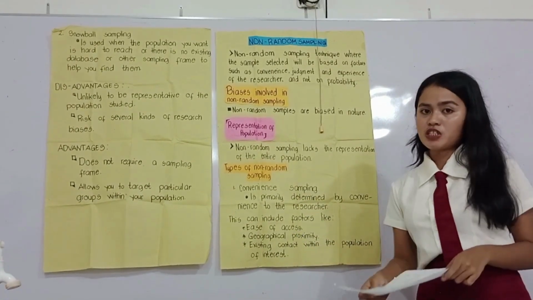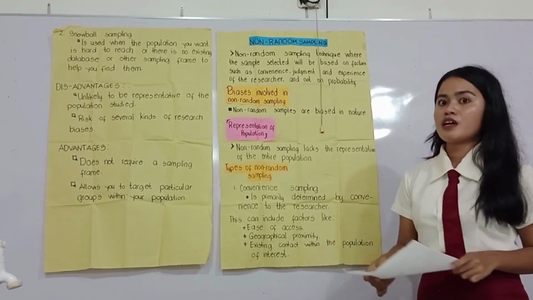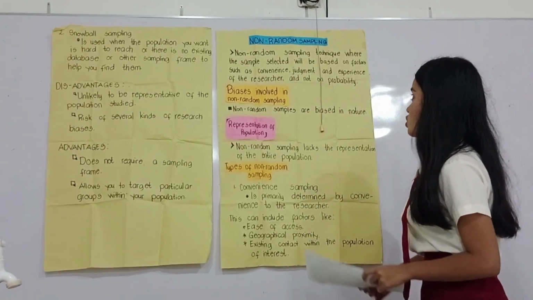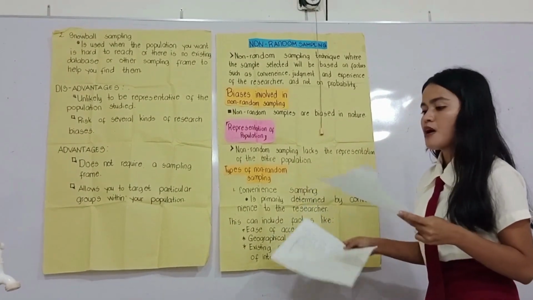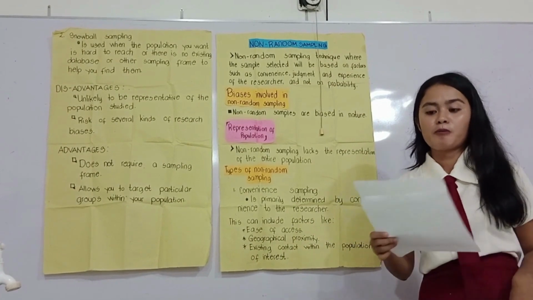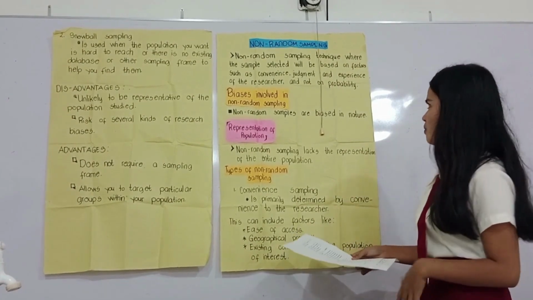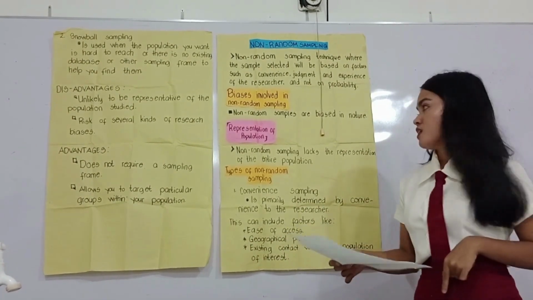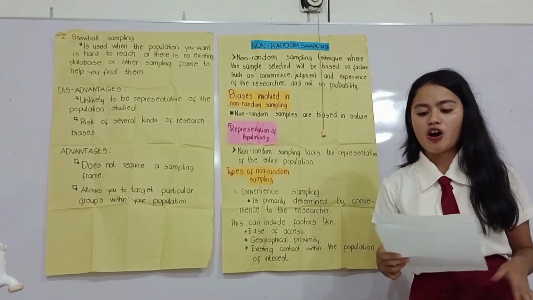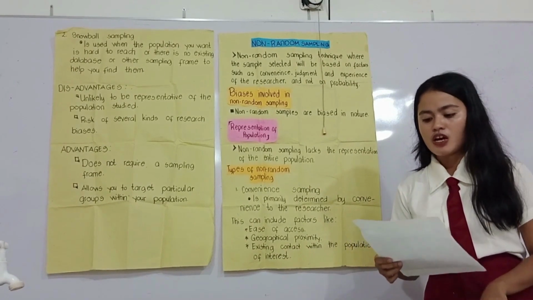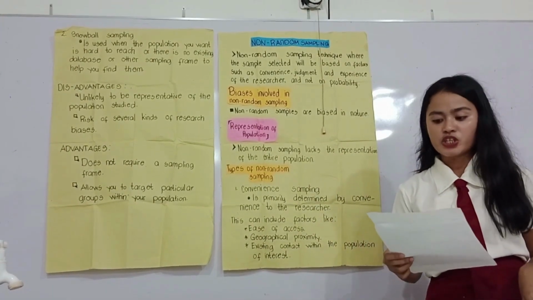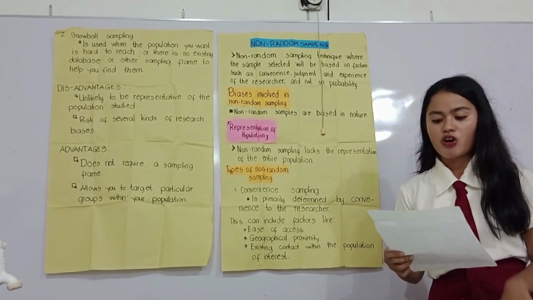So non-random sampling is based on factors such as convenience, judgment, and experience of the researcher, but not on probability. So, what is probability sampling? Probability sampling refers to the selection of a sample from a population when this selection is based on the principle of randomization, that is, random selection or chance.